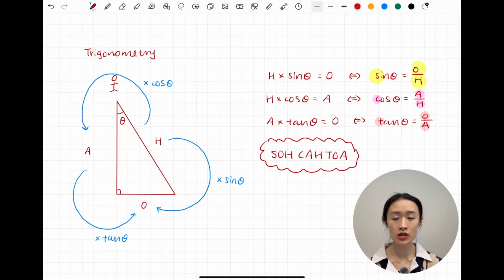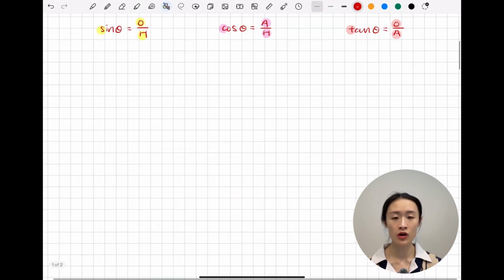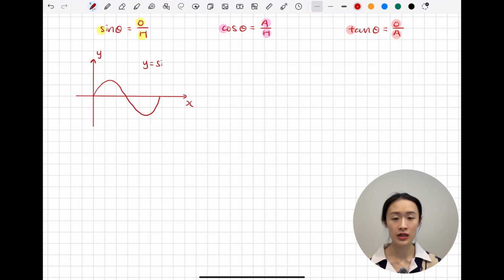Okay, now with the trigonometry, you also need to know the graph of sine, cos, and tan, their maximum value and minimum value, and also their x-intercept. So to start with, let's sketch y equals sine theta. So this graph looks like this. And I'm going to sketch it between 0 and 360 with a maximum of 1, minimum of -1.